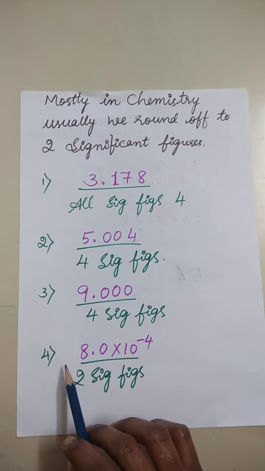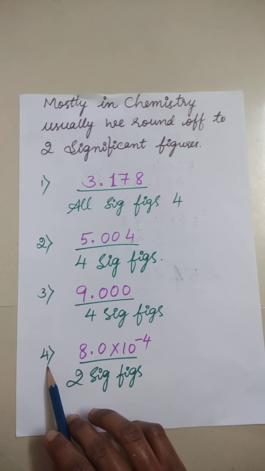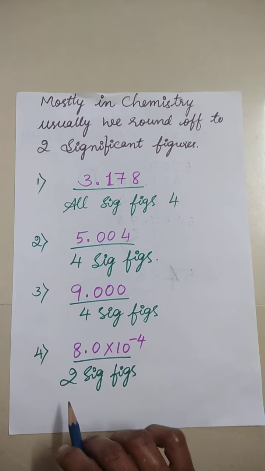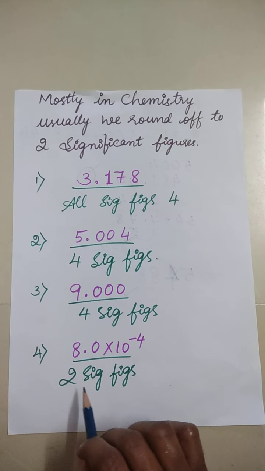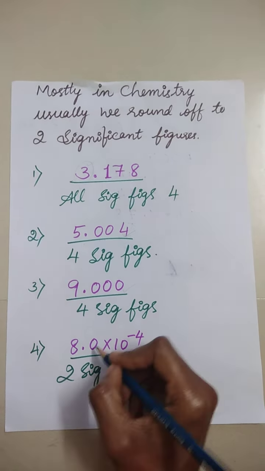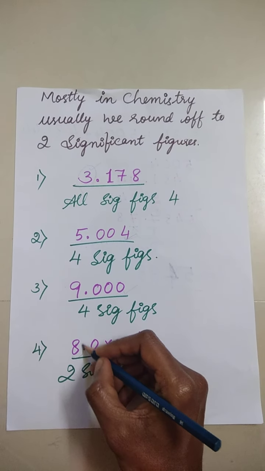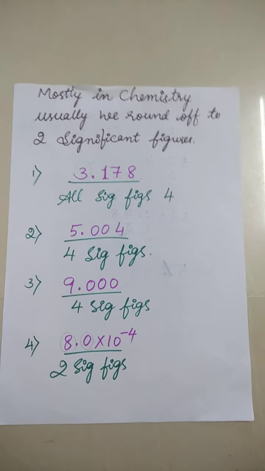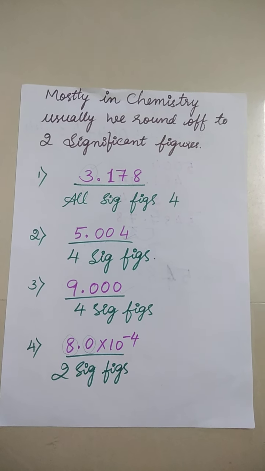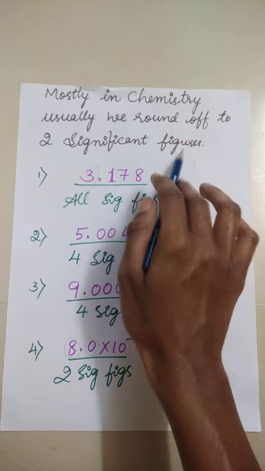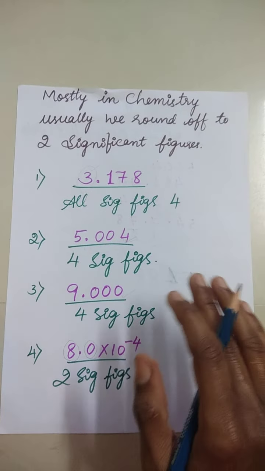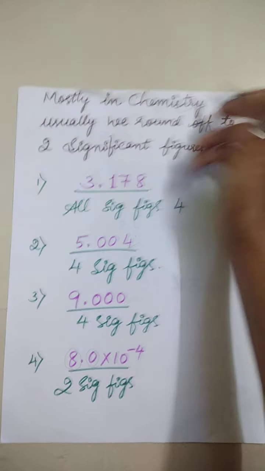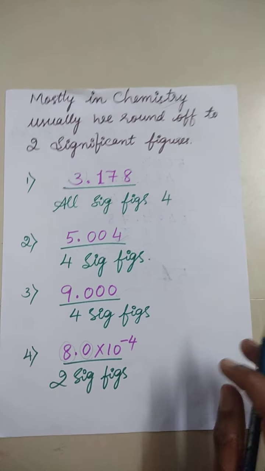Okay, similarly the fourth one, 8.0 × 10^-4 is there. So in this there are two significant figures, which are 8.0. Two significant figures. Okay, so sig figs is a very important topic when it comes to calculations in our chemistry subject. Okay, I hope you will understand this.